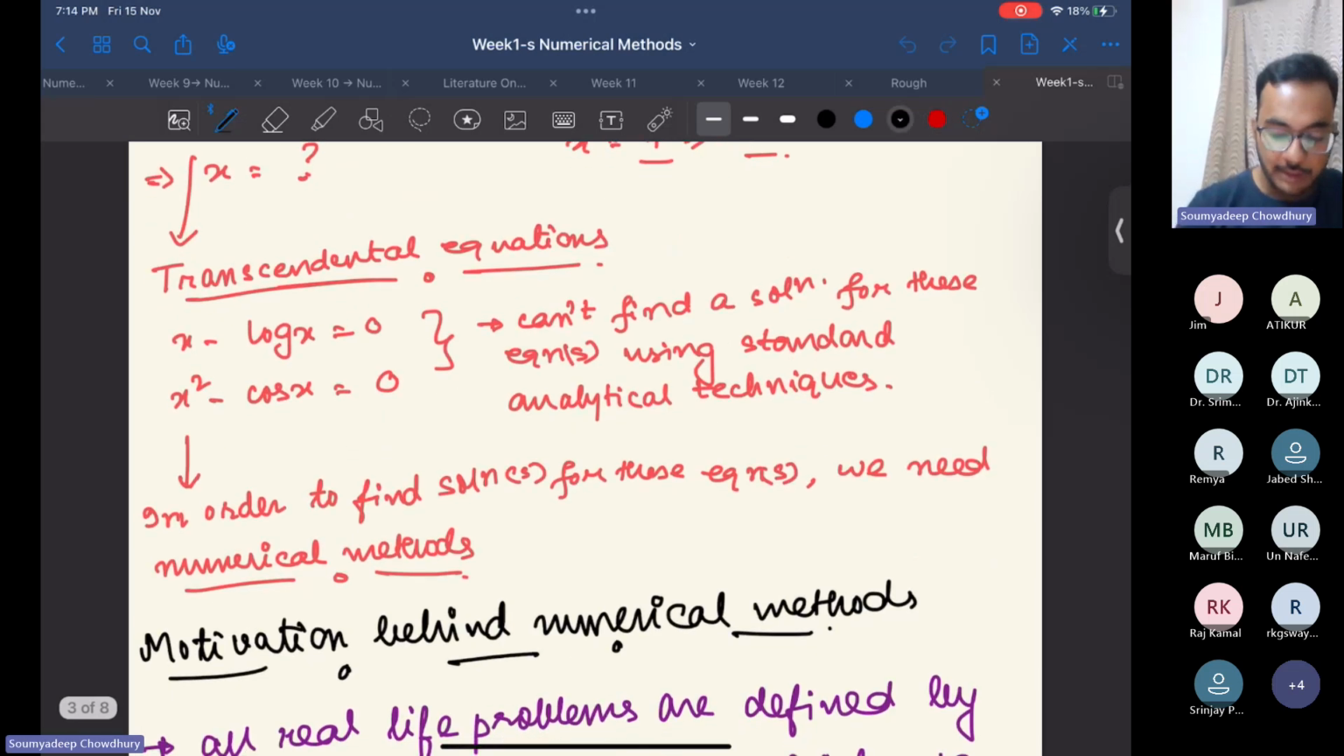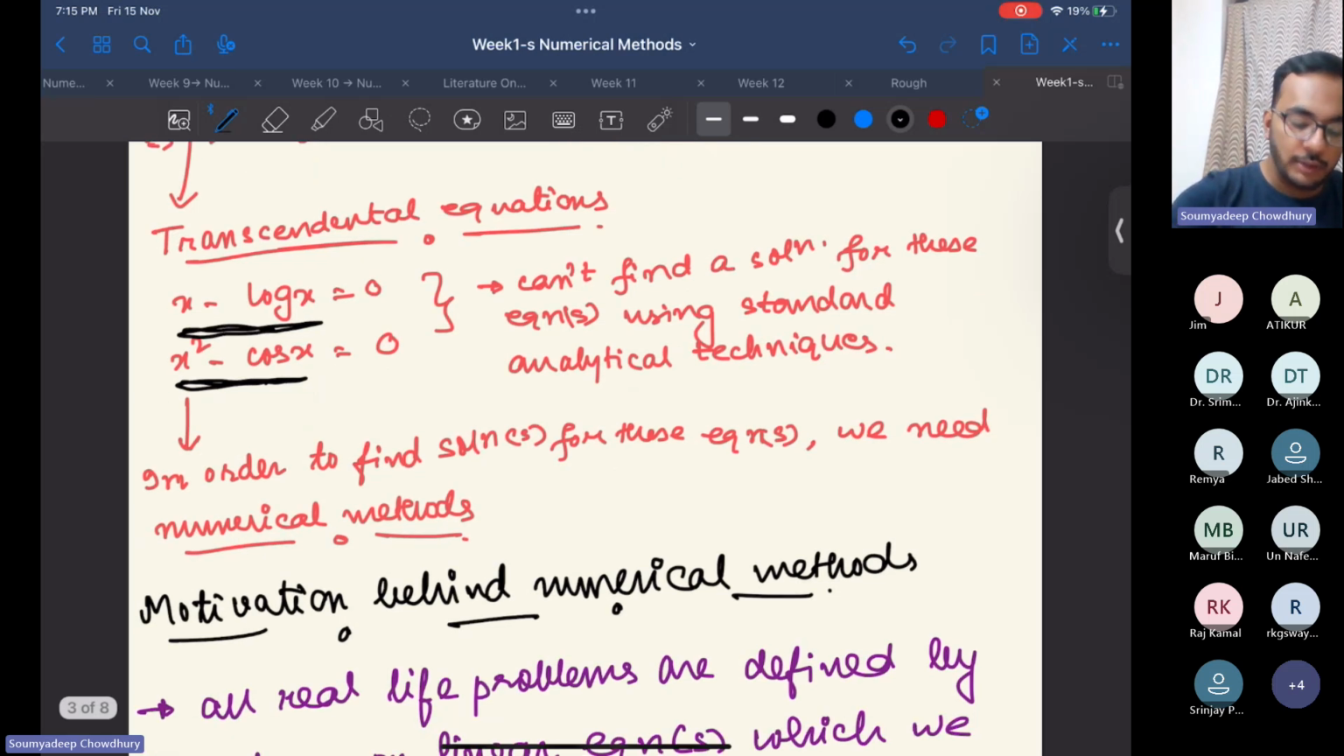Like this equation you can see here, x square minus cos x equals 0, or x minus log x equals 0. We don't have a direct analytical technique to solve these kinds of equations. We cannot get an exact solution for these equations, obviously. However, we can try to approximate the value of x, the solution for these equations, and we need to use numerical methods for that. So this is the basic motivation behind our numerical methods.